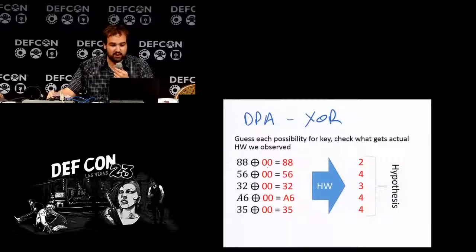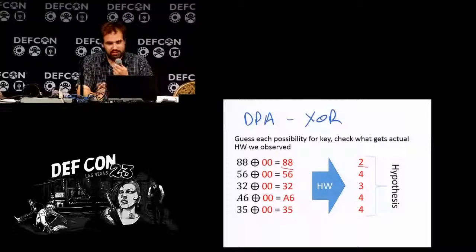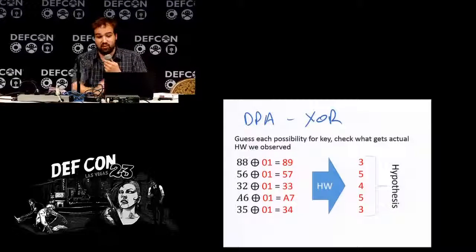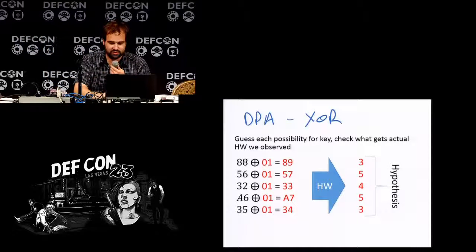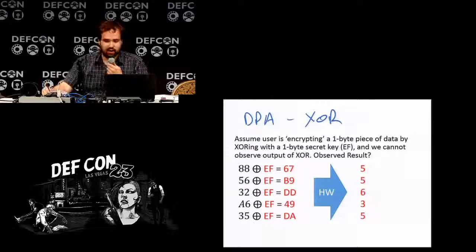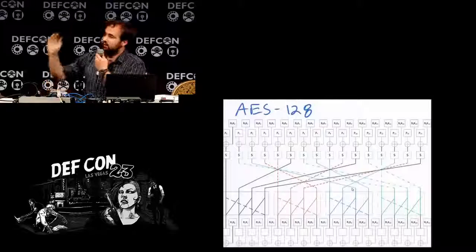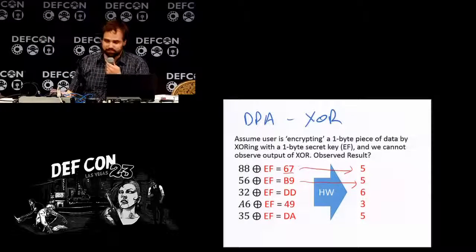So we say, well, if the secret key was 00, we would have got an output of 88, which would have had 2 ones. And we do that for all the inputs. And we say, well, that doesn't match our hypothesis. So if it was 01, we'd get this, and that doesn't match, or the hypothesis doesn't match what we measured still. Eventually we get up to the point where we say, hey, what if the secret key was EF? And now each of those hypothetical outputs actually match what we observed. And so we can say, yes, it's probable that the secret key was EF.